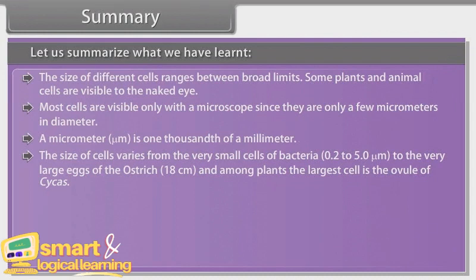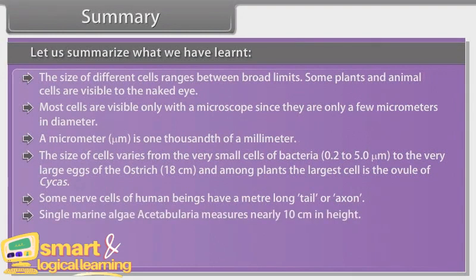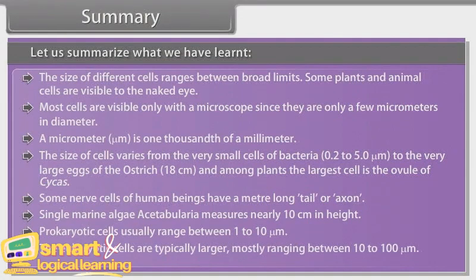And among plants, the largest cell is the ovule of Cycas. Some nerve cells of human beings have a meter-long tail or axon. The single marine alga, Acetabularia, measures nearly 10 centimeter in height. Prokaryotic cells usually range between 1 to 10 micrometer. The eukaryotic cells are typically larger, mostly ranging between 10 to 100 micrometer.